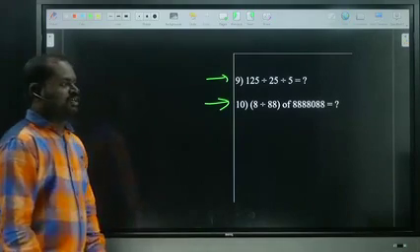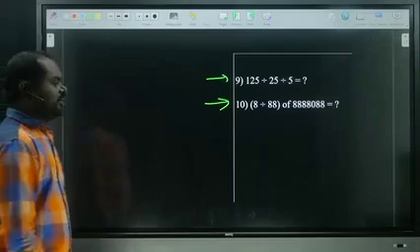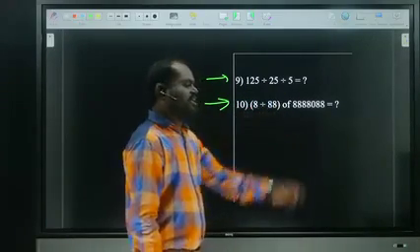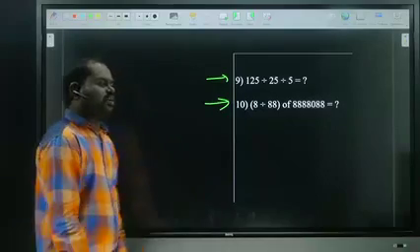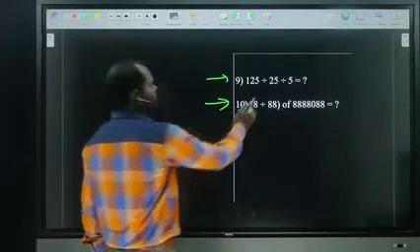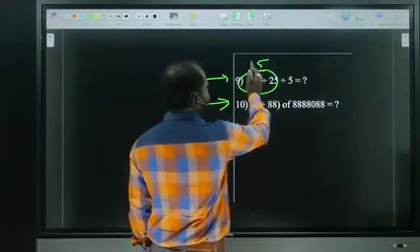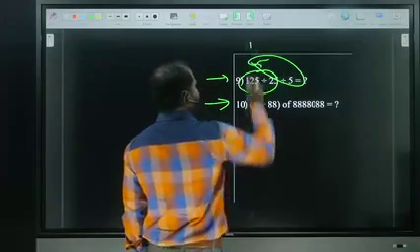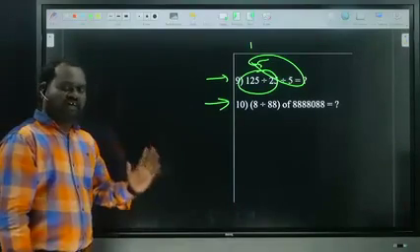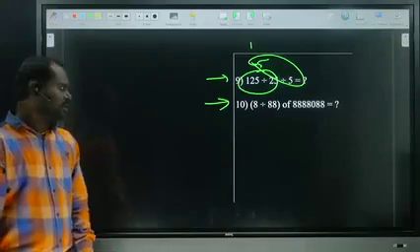Right. Some people are giving the first question answer as one. One is correct. 125 by 25 divided by 5. This kind of model, we should simplify from the forward direction, from the front. So 125 by 25, how much? 5. Next, 5 by 5 is 1. Right, 1 is the correct answer. This model we should simplify from forward.